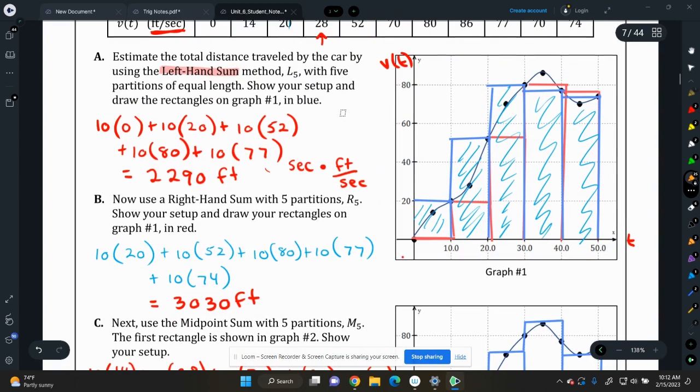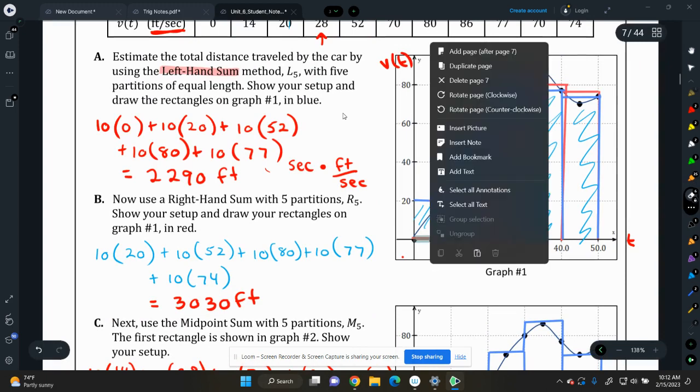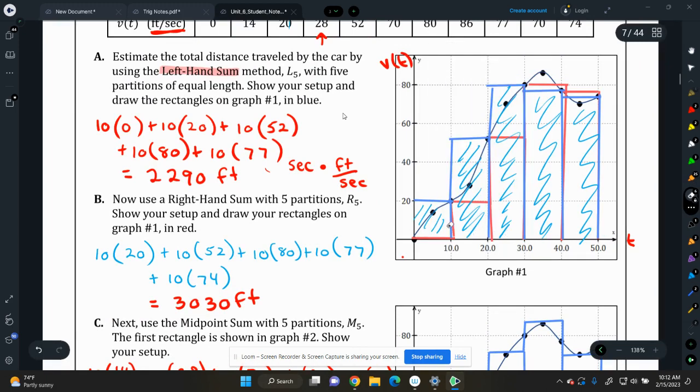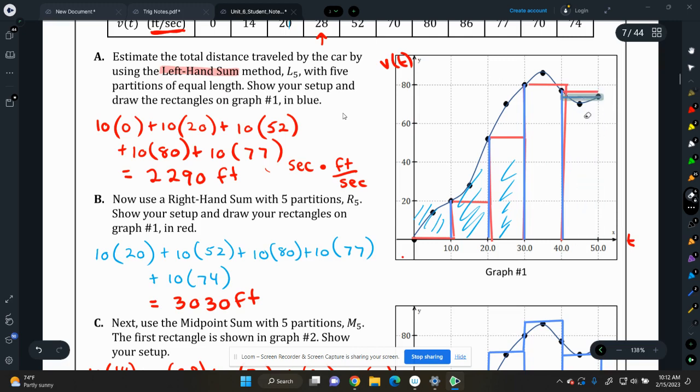What is the trapezoid? I don't understand. Like when you do the left one, mine line up with the right one. When I'm doing the left one? Yeah. But no, because I had everything right until I got to 30 to 40 and 40 to 50.